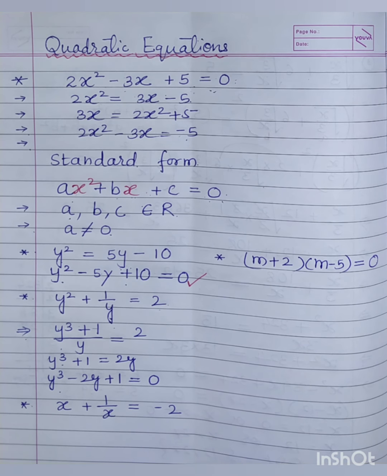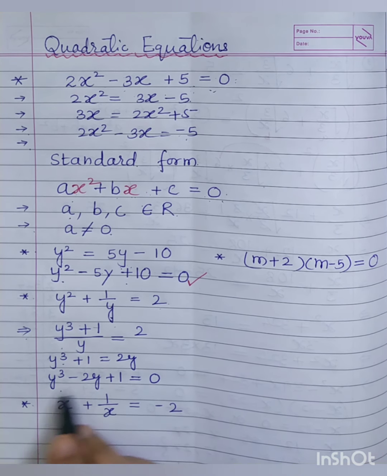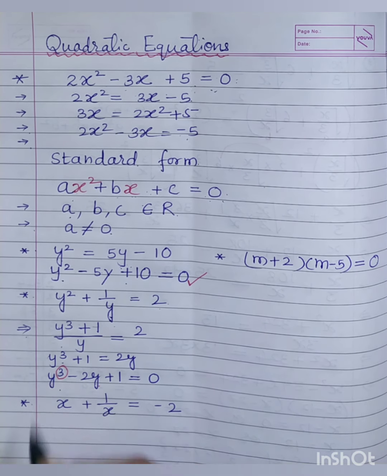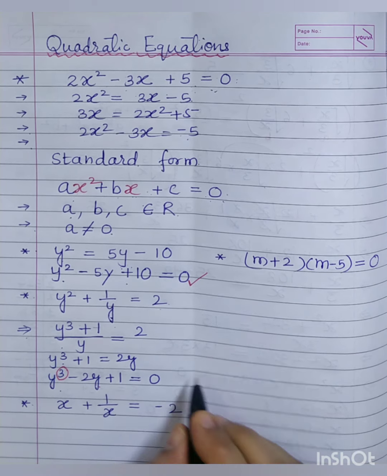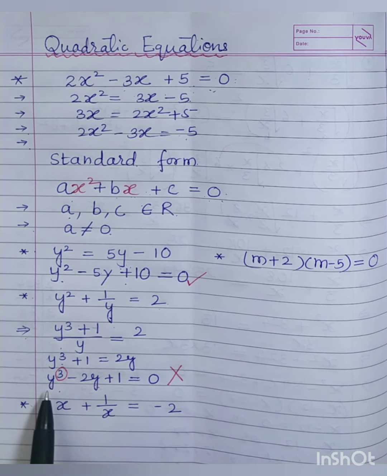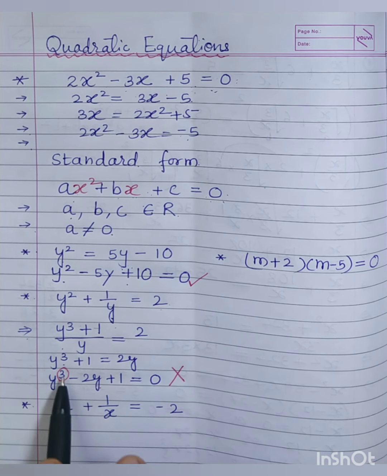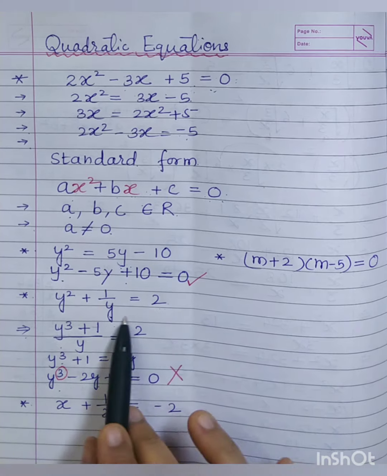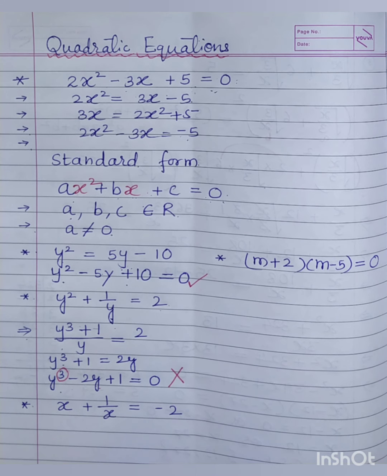Now here how many variables are used? Only one variable is used, that is y. But what is the highest degree of this y? 3. So is it a quadratic equation? No. You have to write the proper statement. Though only one variable is used, the highest power of the variable is more than 2, that is 3. Hence it is not a quadratic equation.